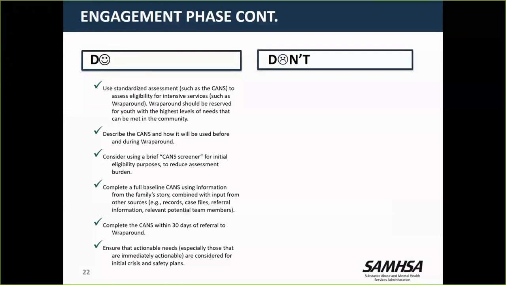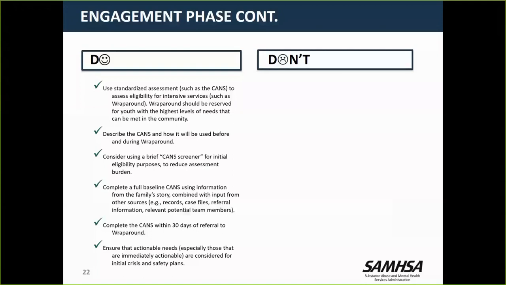And as you'll see in the don'ts, the big don't is to not be using the CANS as many people assume standardized assessment tools are, where you are reading from this list of many items. It is not an engaging way to do that work. Complete the CANS within 30 days of referral to wraparound. Again, sometimes after a brief CANS screener has, in combination with other information, gotten the families to the right level of care. And ensure that actionable needs are considered for initial crisis and safety plans.